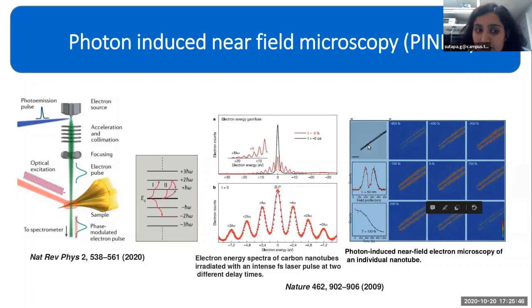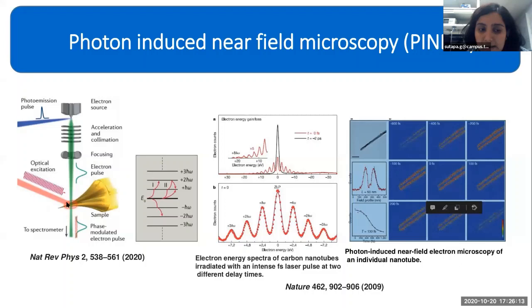So for example, in this experiment here, they have a nanotube. First an optical field goes through it, and it has this evanescent field which is coming out. Then the electron interacts with it, and it gives rise to this type of energy spectrum, which is analyzed in a spectrometer. And by this, you can actually image the system in space, because that's how it's coming out.